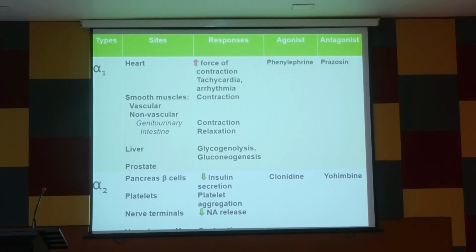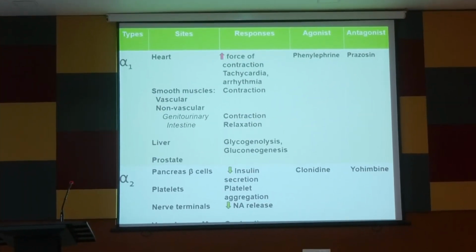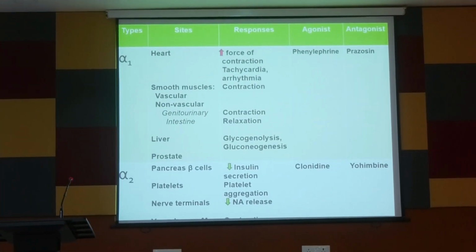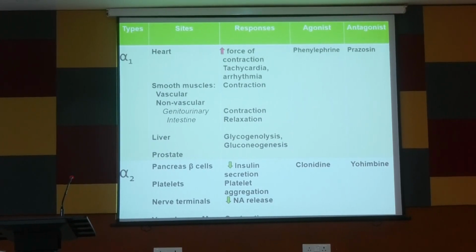That means if we use alpha blocker, alpha 1 blocker, the complications or the symptoms of BHP will be relieved. তাই তো? তাহলে কি হবে? ট্রাইগন রিল্যাক্স হবে, স্ফিংক্টারটাও রিল্যাক্স হবে, আর ইউরিন ফ্লো আবার restored হবে. So that is one important thing.